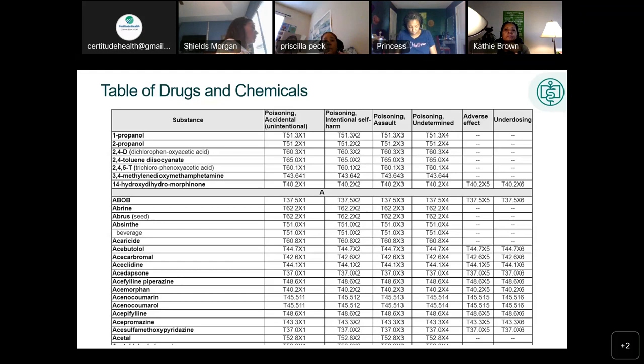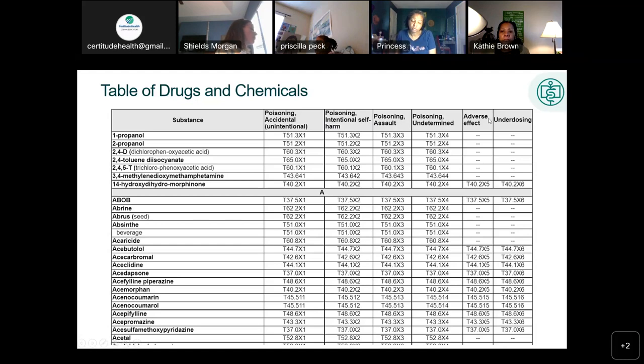So the table of drugs and chemicals is set up a lot like the neoplasm table. To the left, you're going to see a listing of drugs or substances that are listed in alphabetical order. The table reads from left to right with the first heading of poisoning accidental or unintentional. Then you have the second column of poisoning intentional with self-harm. The third, poisoning by assault. The fourth, poisoning undetermined. Then you have adverse effects. So if you took the medication as prescribed, but you have an allergic reaction or effect to the meds, then that's when you would code adverse effect.